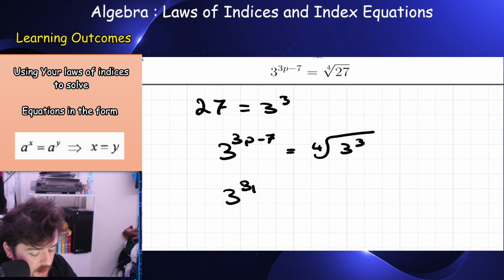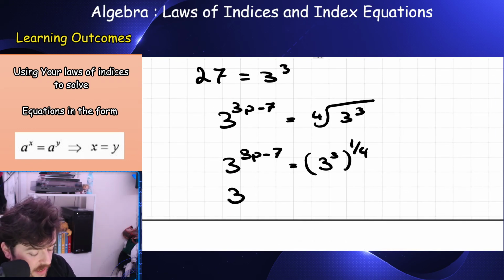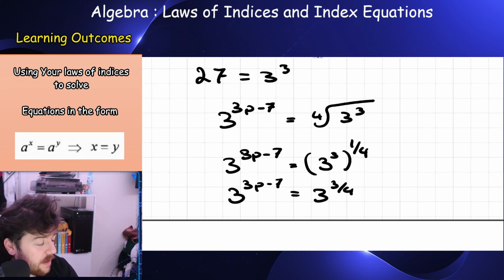3 to the power of 3p minus 7 equals, now the fourth root, and I have a power here. So that is the same as 3 to the power of 3, to the power of 1 quarter, which is 3 to the power of 3 quarters, because a power to a power, I multiply. Or you look at law 8 or 9, it's one of them. Anyway, look at either or, I'm rambling. It's like 22 minutes. Anyway.